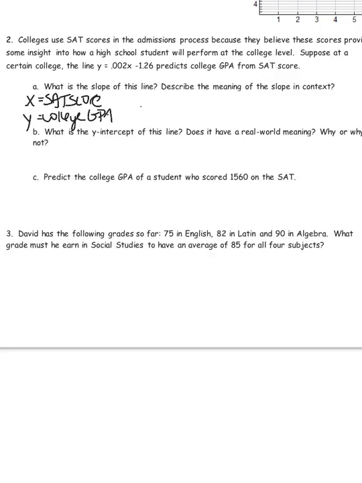So 0.002 over 1 is really our slope. So this is saying for every 1 point improvement on your SAT, your college GPA is predicted to go up 0.002. So I'm going to write that down in a sentence.